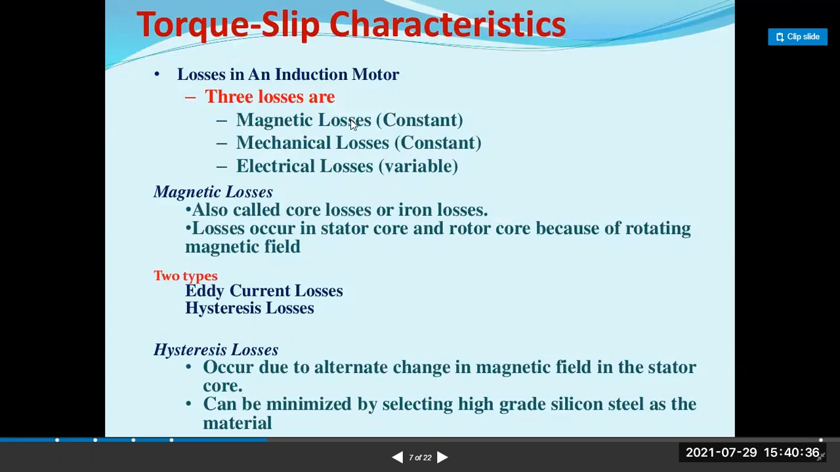That is magnetic losses. These magnetic losses mainly occur due to the different magnetic materials that we have used in the manufacturing of the induction motor. This is known as your magnetic loss. There is a mechanical loss. Mechanical loss means the winding loss will be there, the frictional loss will be there. Because of the rotation of the machine, this mechanical loss occurs. There is a shaft rotating machine loss.